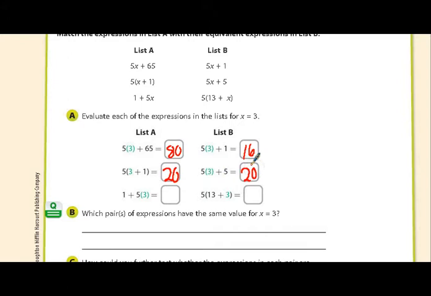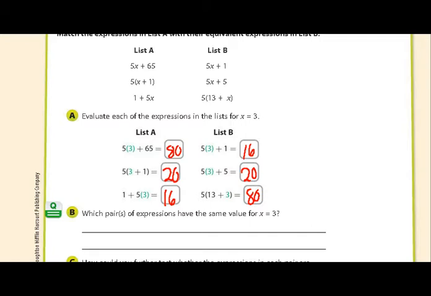Here we have 1 plus 5 times 3. 5 times 3 is 15, and 15 plus 1 is 16. And 13 plus 3 is 16. 16 times 5 is 80. Good job.